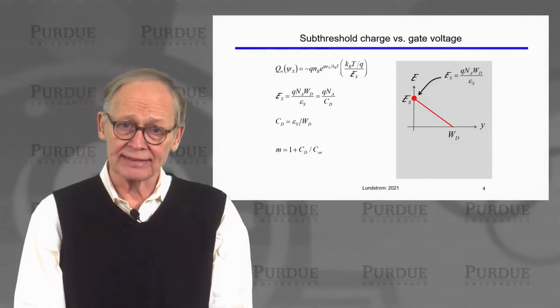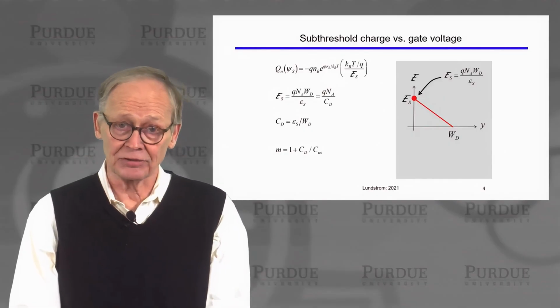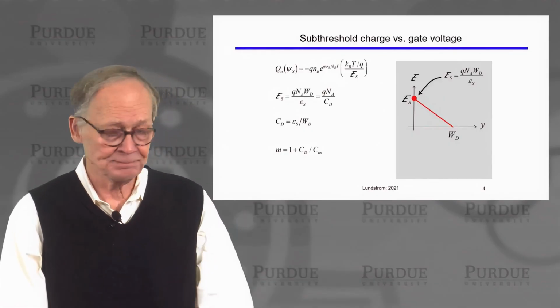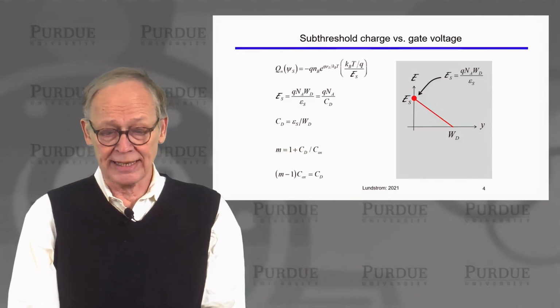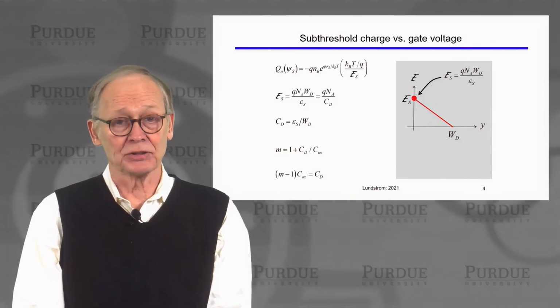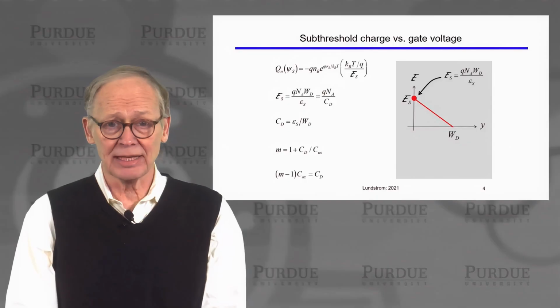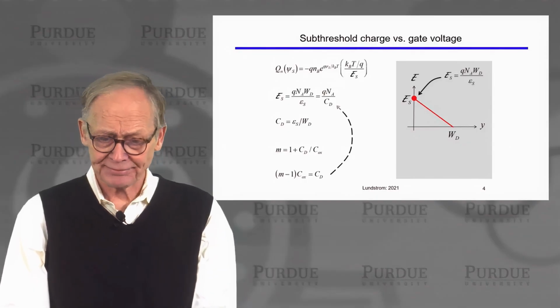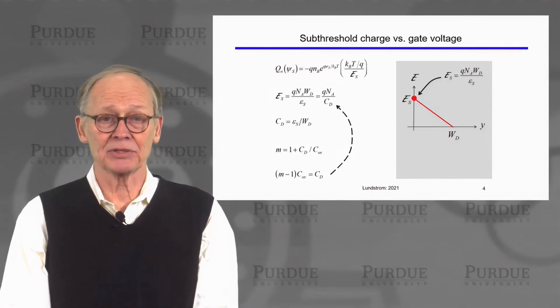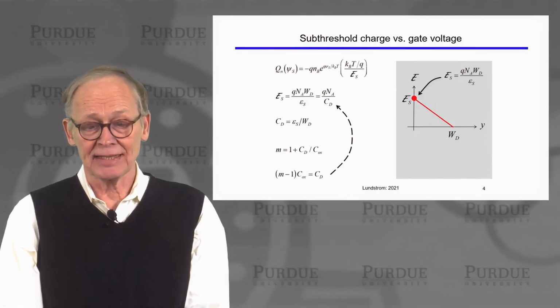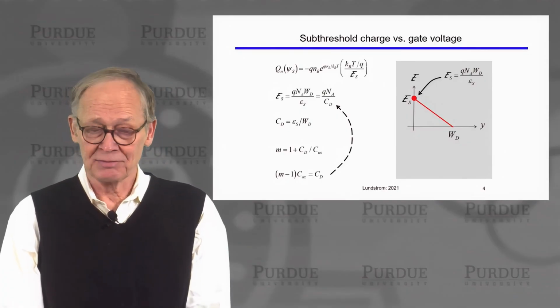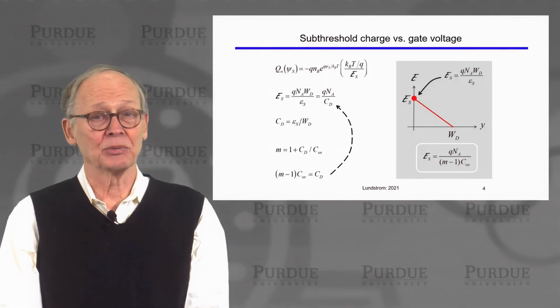We can also recognize then that this parameter M in our simple two-capacitor model is related to the depletion capacitance. So we can solve for the depletion capacitance in terms of that parameter M. We can put that back in the expression for the electric field, and then we can put that expression into the mobile charge. And this is what we end up with.